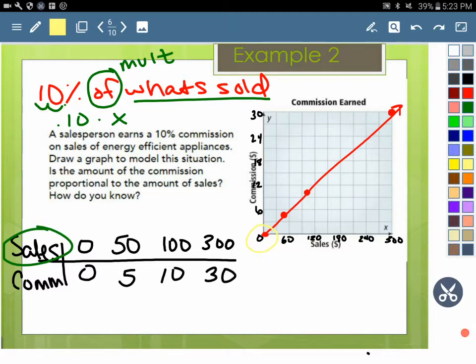Secondly, it has to form a straight line. If you see that the points that you're plotting are creating a perfectly straight line, then it must be proportional, which makes sense because you are multiplying everything by that 10%. So it should always be the same proportion that you're getting from each sales to get your commission.